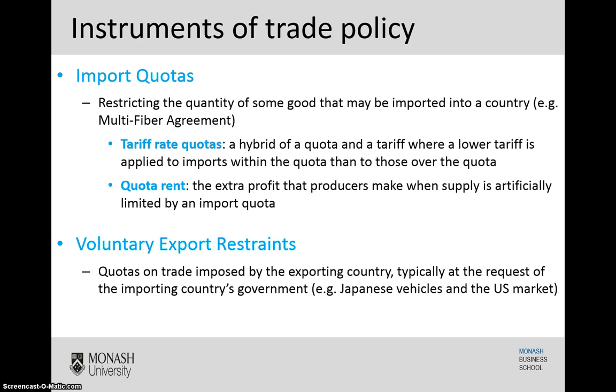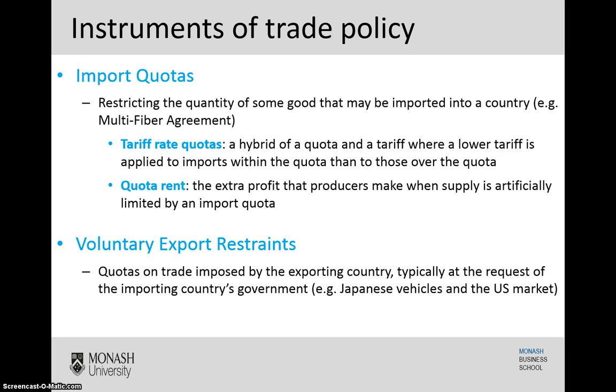As of, what year was it? 2005, I think. That agreement has now ceased to exist, so there is no restriction on textile-based products that can now be brought into the US, which of course has had significant implications for both the consumers there and the local producers. We also see things known as tariff rate quotas, which are like a hybrid, a crossover of a quota and a tariff, where a lower tariff is applied to imports within a certain limit, and then a higher rate is applied to those over that limit.